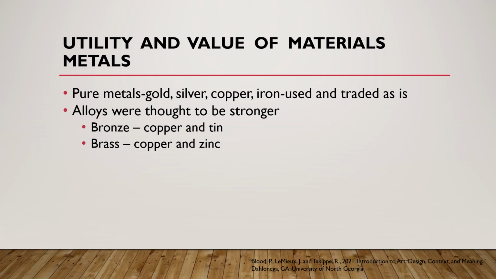Probably the most known materials of value would be your metals. Pure metals, gold, silver, copper, iron, they were pretty much used and traded as is. Alloys became popular later on, and they were thought to be much stronger. So you have bronze, which is an alloy of copper and tin, and you have brass, which is an alloy of copper and zinc.